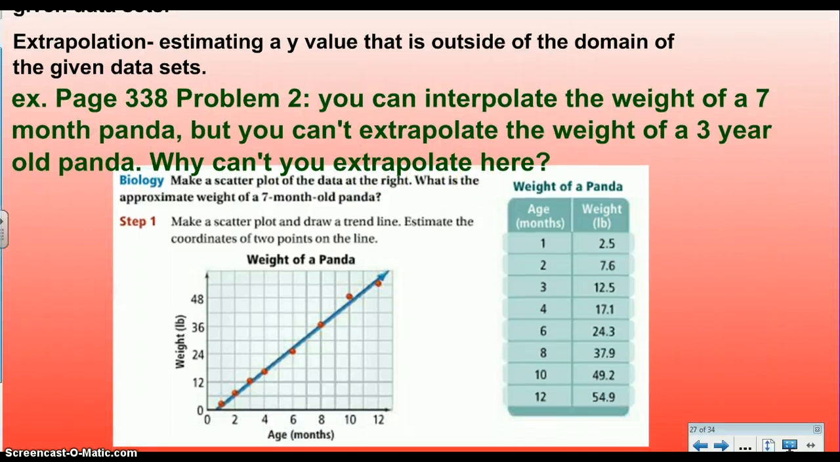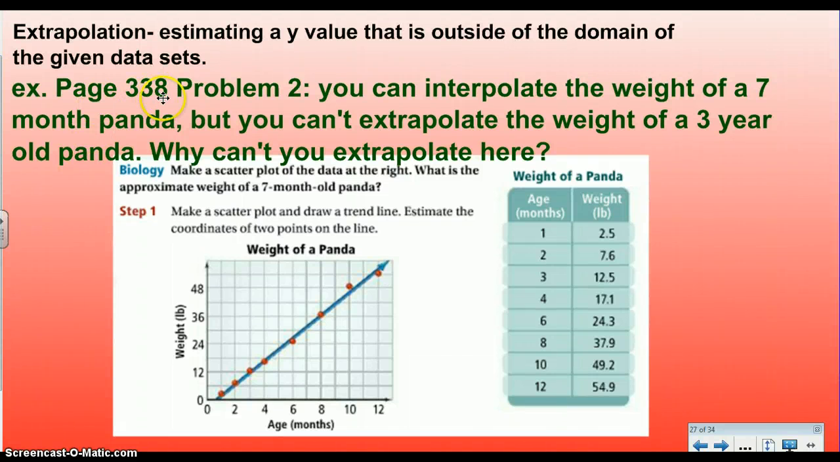So we can see in this example, and if you want to follow along on page 338, it's problem 2. It's asking us if we can interpolate the weight of a 7-month-old panda. In this case, we can interpolate the weight of a 7-month-old panda, because 7 months would be probably about halfway between 24 and 36. So you can see on the graph, since we're going up by 6s, that at 7 months it would be about 30 pounds.